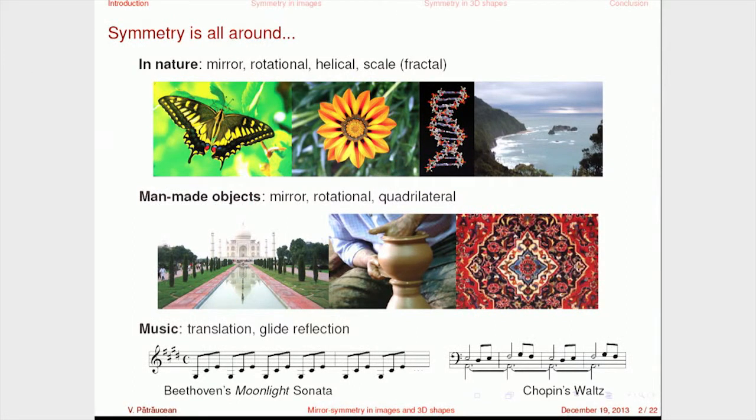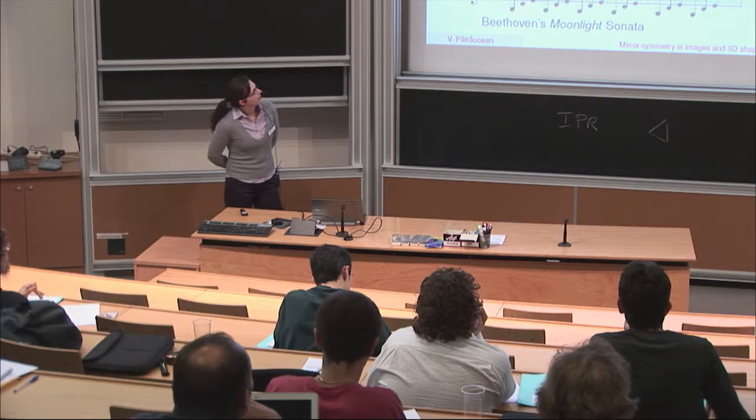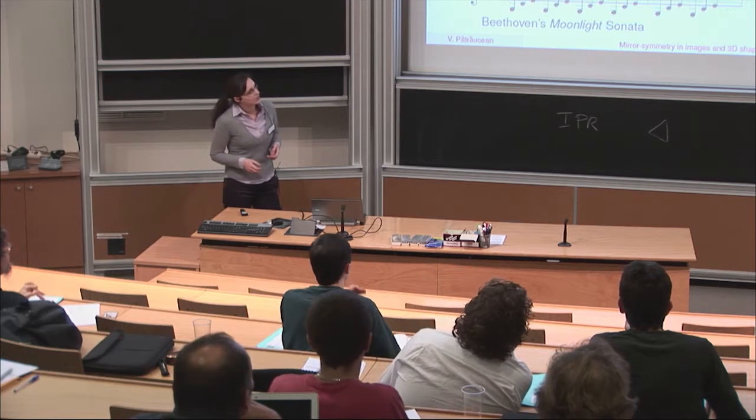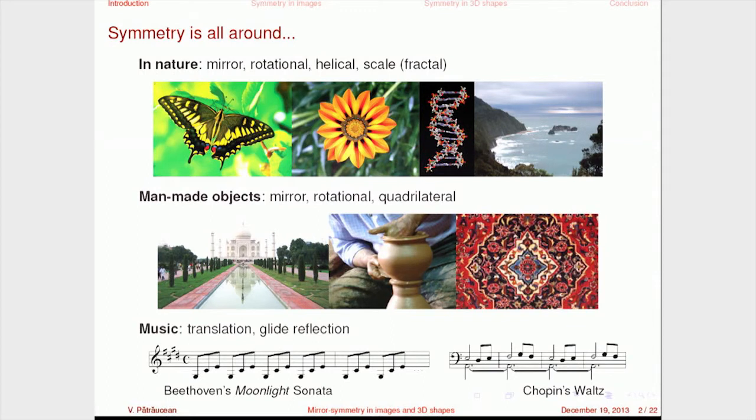Why do we talk about symmetries? Because symmetries appear all around us. For example, in nature, I'm sure you can recognize a mirror symmetry in the butterfly, then a rotational symmetry. For the DNA molecule, we actually have a helical symmetry, which is a rotational symmetry combined with a translation along the rotation axis. And then maybe a less popular symmetry is a scale symmetry.